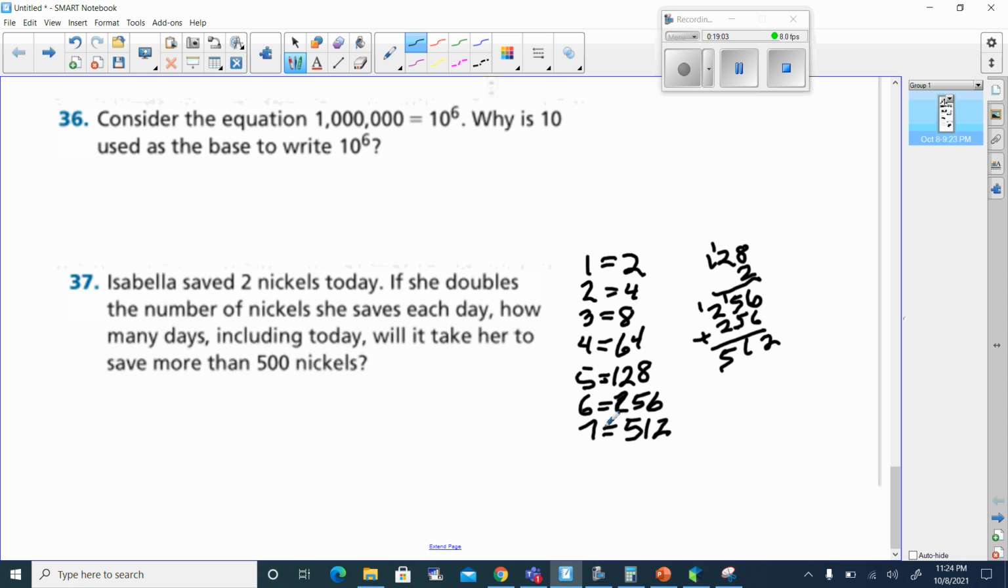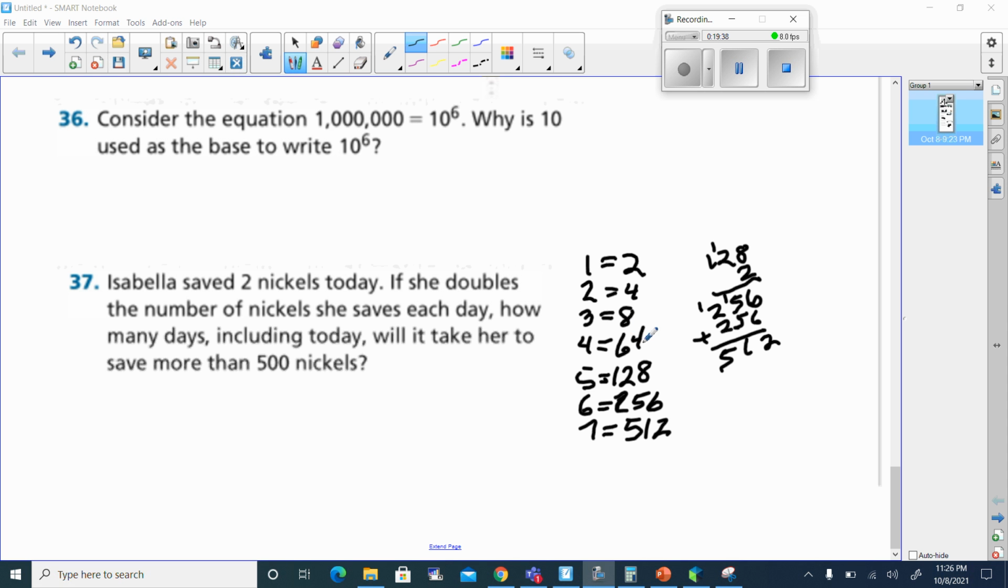Okay, well, thank goodness we've gotten over 500. So let's see. This is day 1, 2, 3. If she doubles the number of nickels she saves each day, according to what I see, on day 7, she should have reached 500 nickels. So I'm going to double check my work here. We got 2, double 2 is 4, double 4 is 8, double 8.